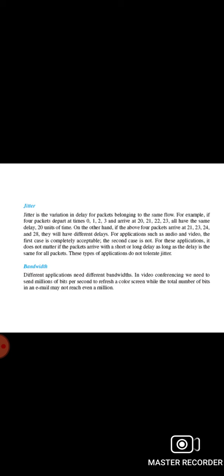If a bucket has a small hole at the bottom, the water leaks from the bucket at a constant rate as long as there is water in the bucket, right? So, the rate at which the water leaks doesn't depend upon the rate at which the water is input to the bucket unless the bucket is empty. The input rate can vary, but the output rate remains constant.